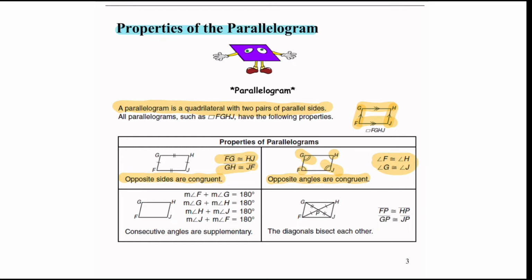Consecutive angles are angles that are next to each other inside a parallelogram. Here, F and G are next to each other. But F is also next to J. So those constitute consecutive angles. Any two angles that are next to each other are a pair of consecutive angles, and they will be supplementary to each other. That is, they will add up to 180 degrees.